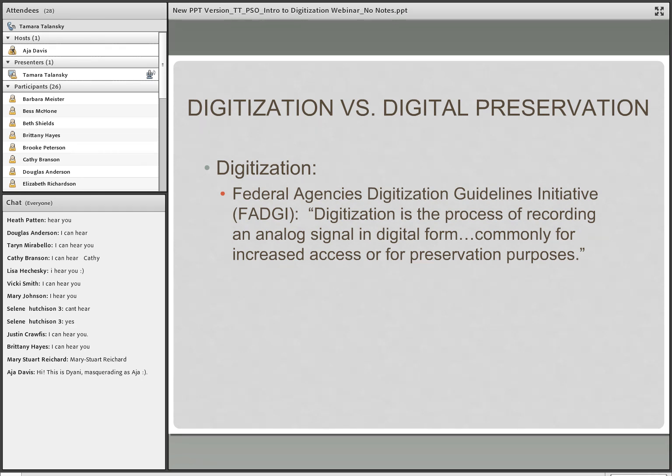So first, I would like to just quickly define these two terms, which sometimes get used interchangeably, but they are actually quite different. Digitization versus digital preservation. Digitization, according to the Federal Agencies Digitization Guidelines Initiative, or known as FADGI, is the process of recording an analog signal in digital form, commonly for increased access or for preservation purposes. In other words, digitization is converting data or an image into something digital, such as scanning or photographing.